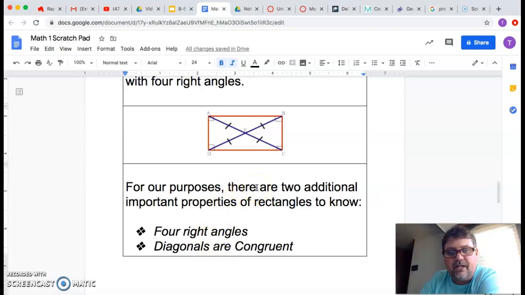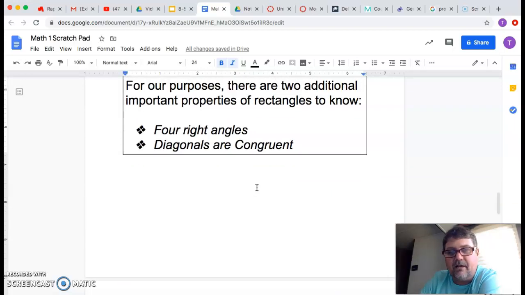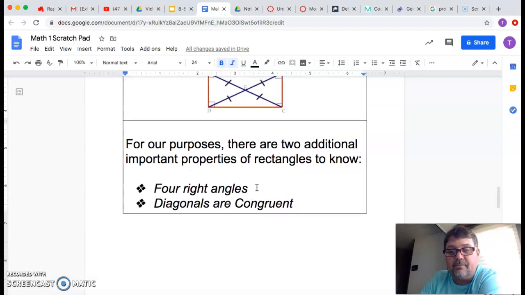Anyway, that's an introduction to this rectangle. And in the next video, we'll actually do a problem where we're going to prove something is a rectangle.